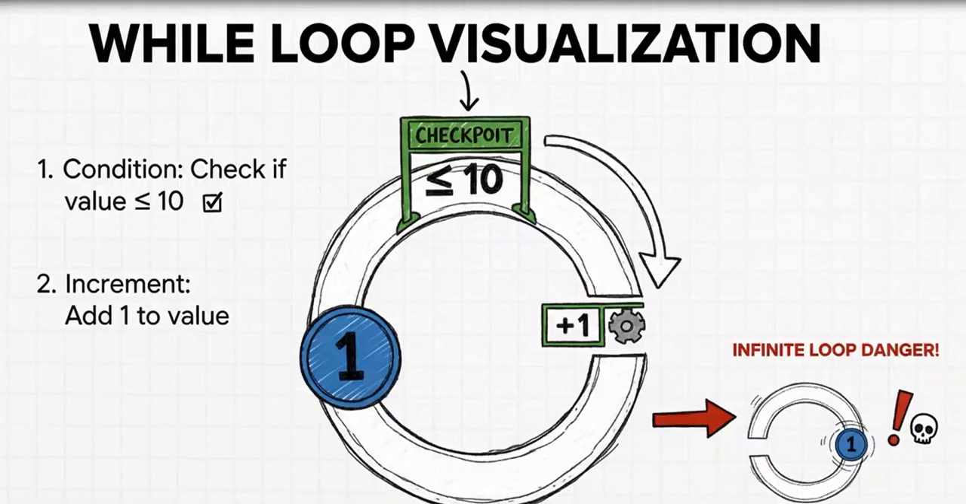All right, now let's look at the while loop. The setup is a bit different. You need 3 parts. First, you have to initialize a variable, kind of like a starting line. Here, it's x equals 1. Then you have the while condition itself, the thing it checks every single time it loops.